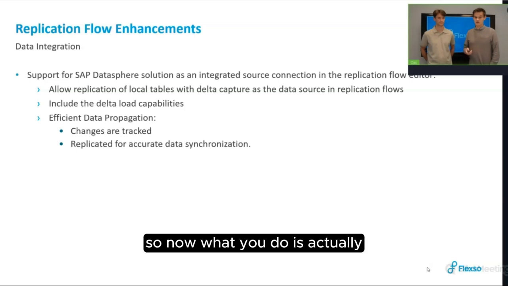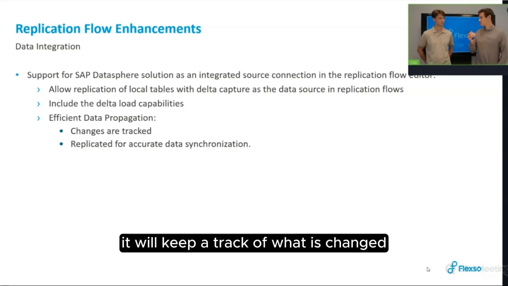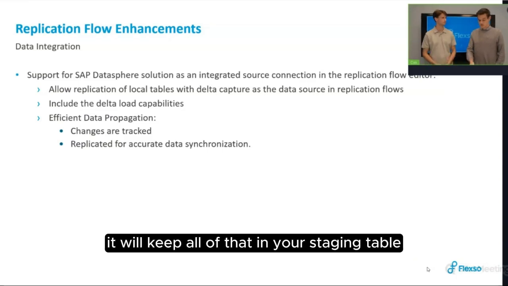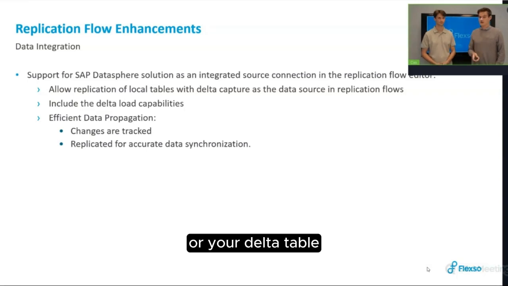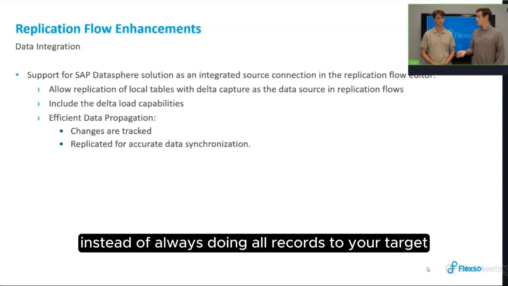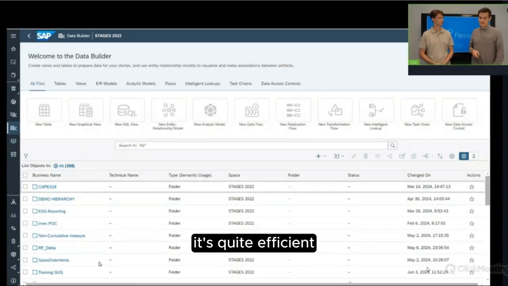So now what you do is actually every time some modifications are being applied to your local table, it will keep track of what is changed. For example, a record has been updated or a record has been inserted. It will keep all of that in your staging table or your delta table. And only these changes will be replicated to your target instead of always doing all records to your target. It's quite efficient then. Yes.